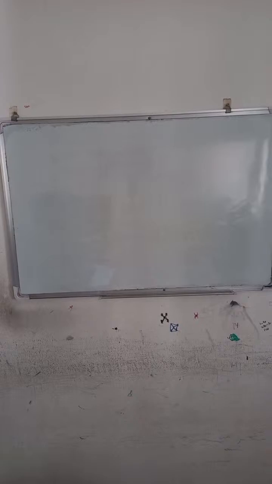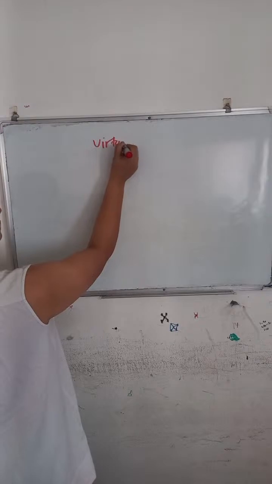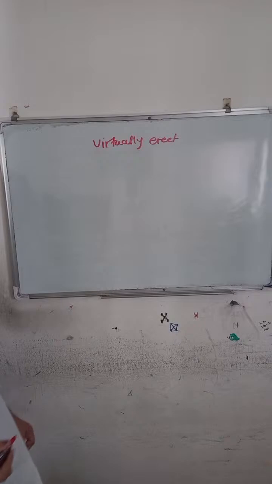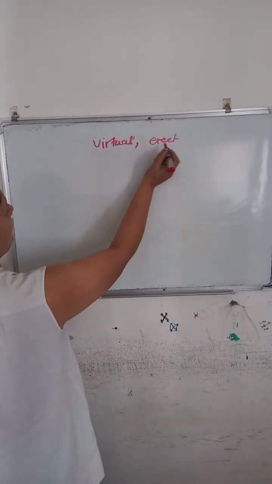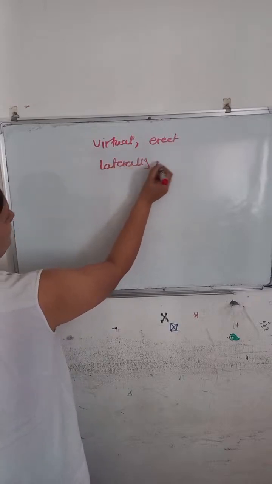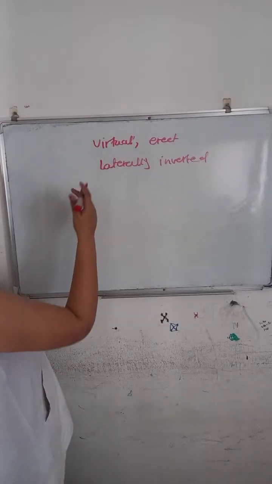Okay, so what kind of images does a plane mirror form? They can form virtual, erect and laterally inverted images, as well as the image is the same size as the object.